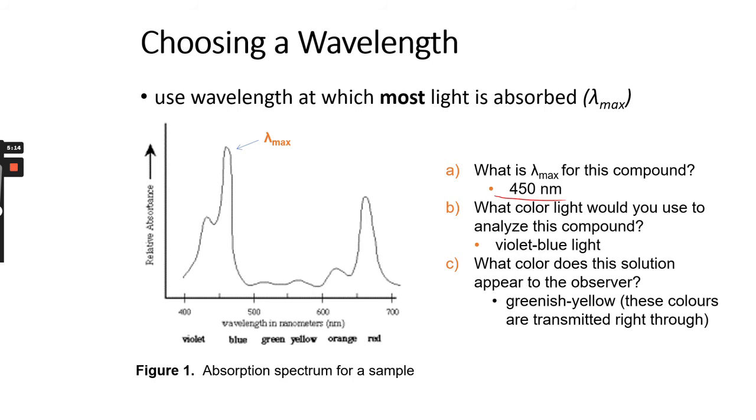So first you do a scan to see where it's absorbing light, and then you're going to pick the most intense peak. What color light would you use to analyze this compound? Well, this 450 is like violet blue light, right?